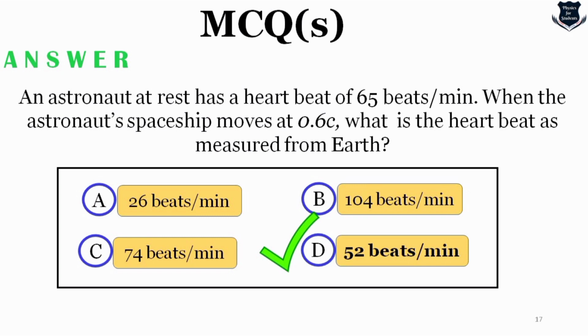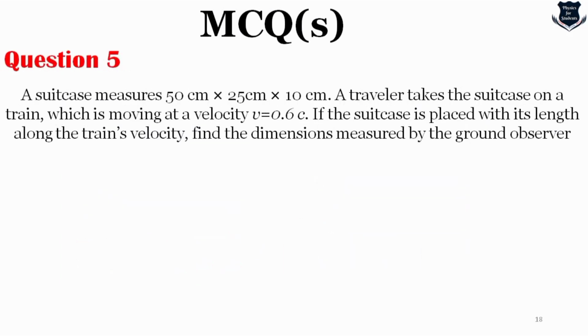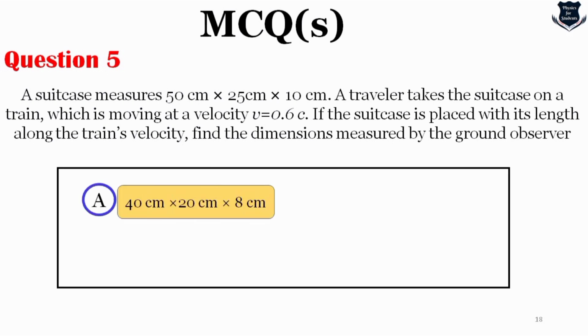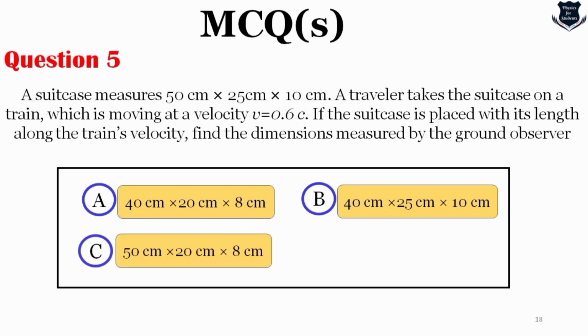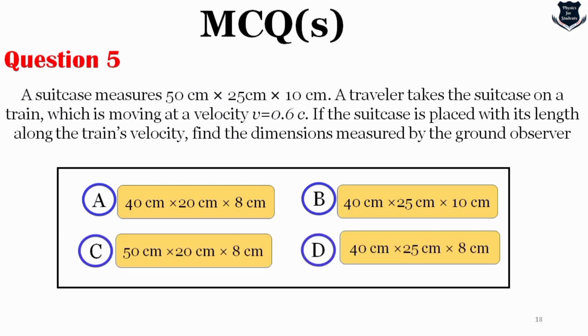This is another MCQ which deals with length contraction. Okay, this is something important. A suitcase measures 50 cm times 25 times 10. A traveler takes the suitcase on a train which is moving at a velocity 0.6 c. If the suitcase is placed with its length along the train's velocity, find the dimensions measured by the ground observer. Most important in here is that we are given those four options, right? Which one would be that?